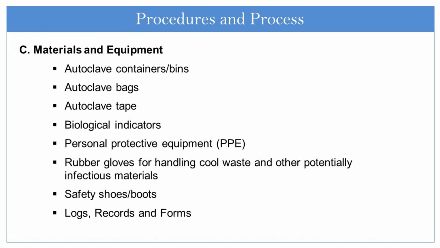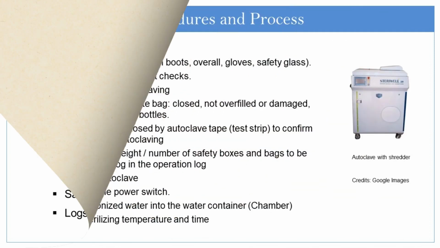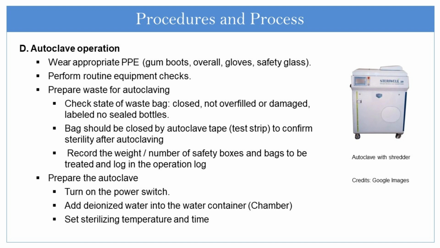And what are the materials for the equipment? What is required is the autoclave container or bin. Then you need autoclave bags, autoclave tape, biological indicators, PPEs, rubber gloves for handling cool waste and other potentially infectious materials, safety shoes and boots, log records, and the forms.